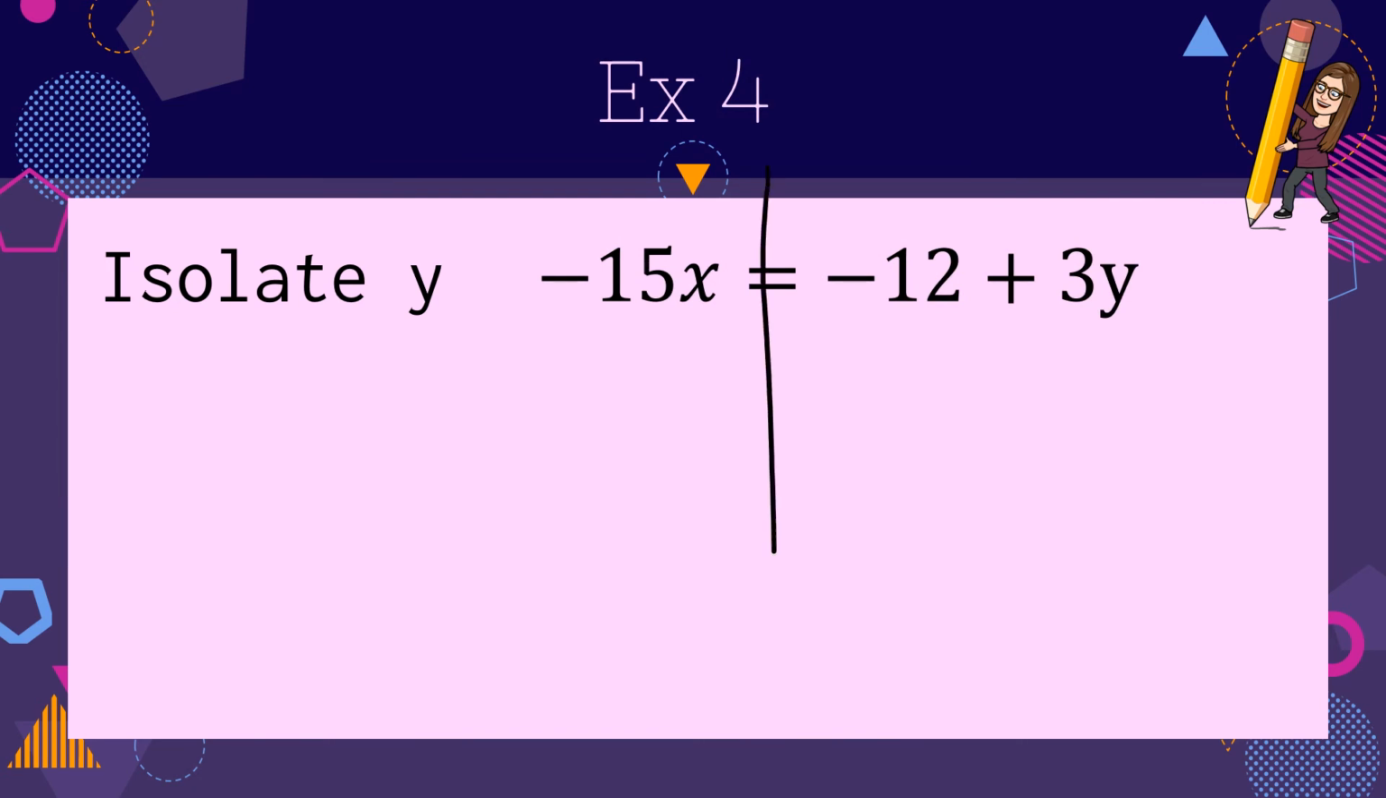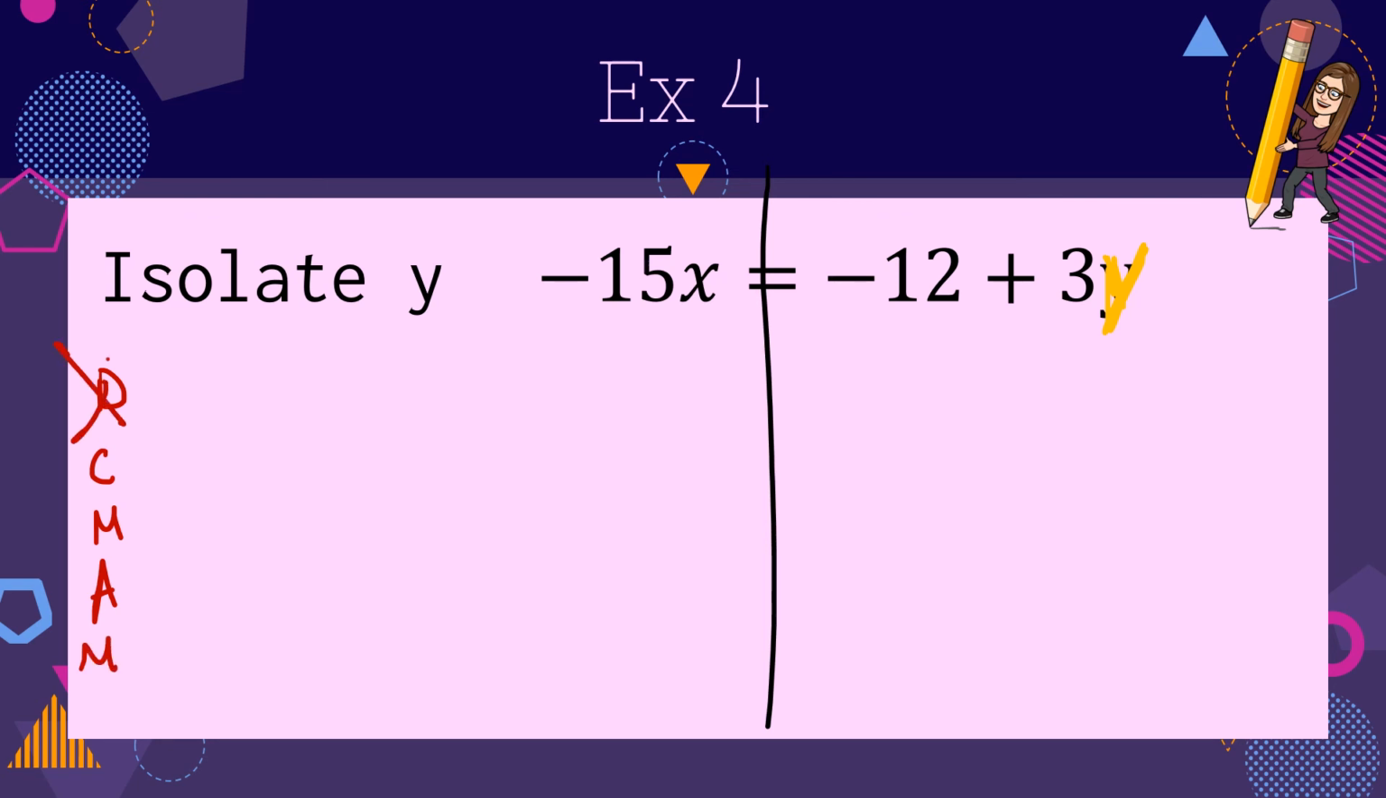All right, our last example, draw a line down the equal sign. Our goal is to isolate y. Look at where the y is. Okay. All right, let's go through our 5 steps. This one is slightly different as well, right? Not every problem is going to be exactly the same.